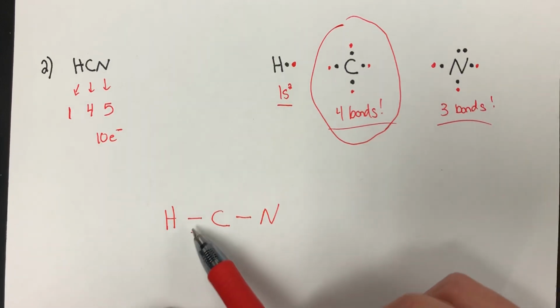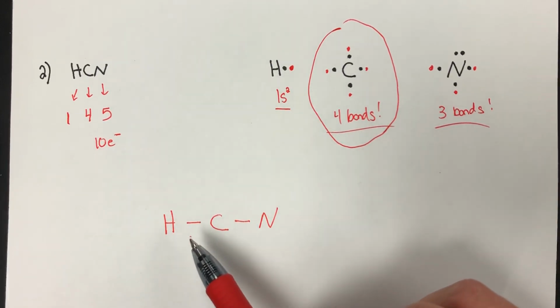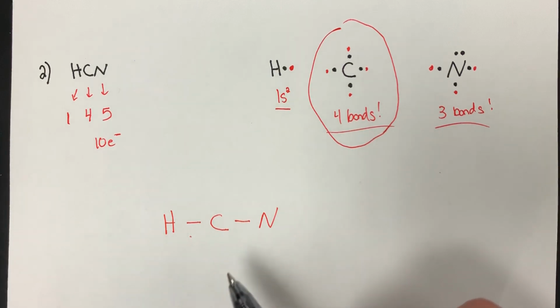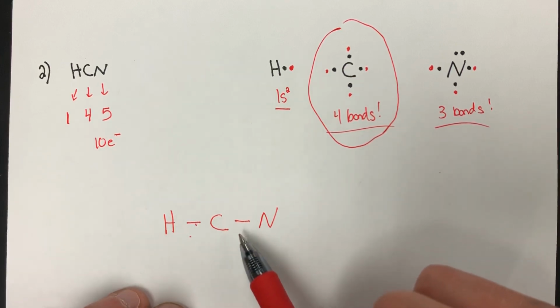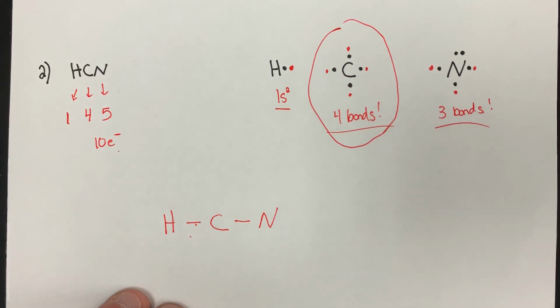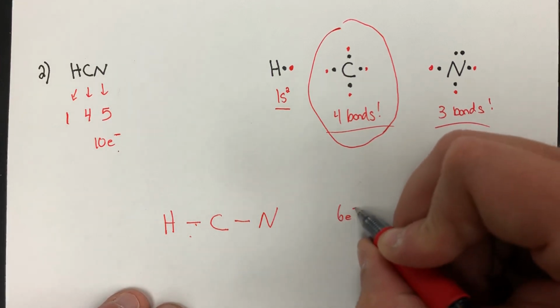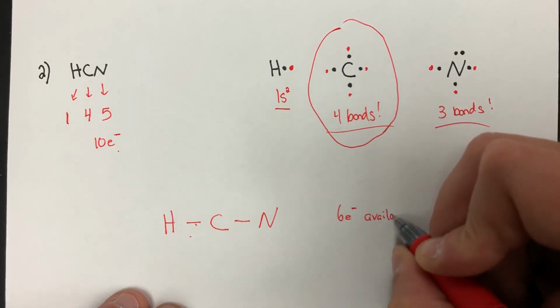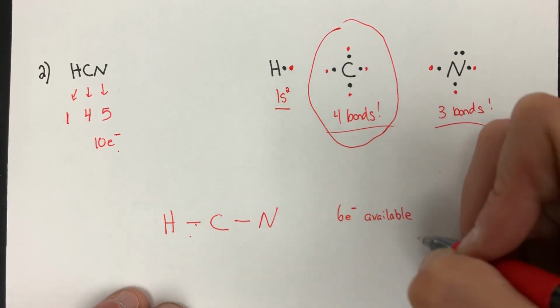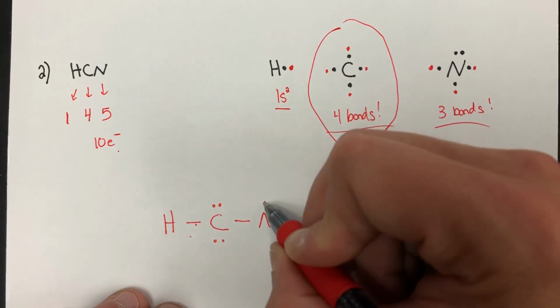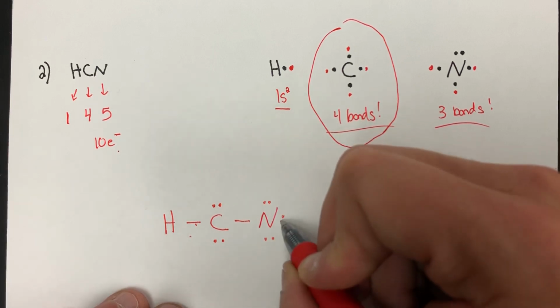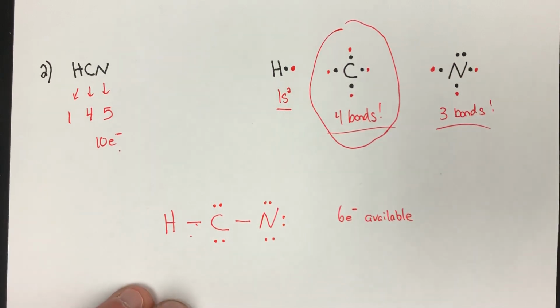By having these 2 electrons tied up in that shared or bonding pair, the duet rule has been satisfied for hydrogen. Carbon and nitrogen still have some work to do. I've used 4 electrons. I have 10 electrons available, which is to say I only have 6 electrons available at this point. Well, in order to have an octet around these atoms, I need 2, 4, 6, 8, 10. I need 10 more electrons.